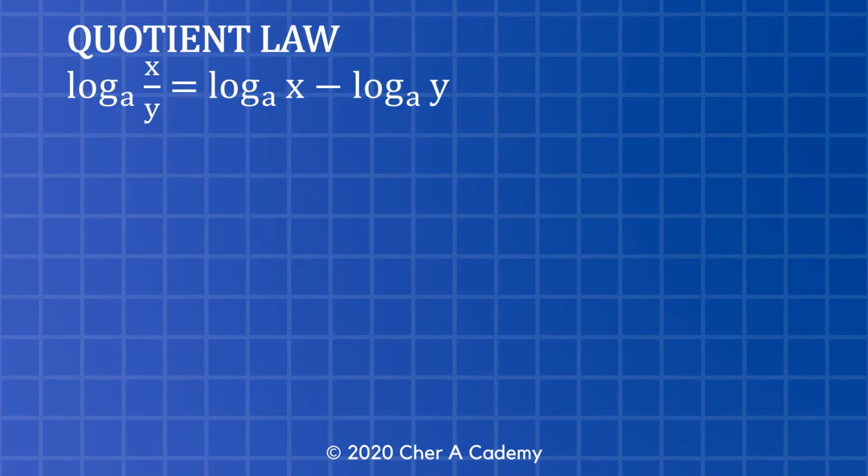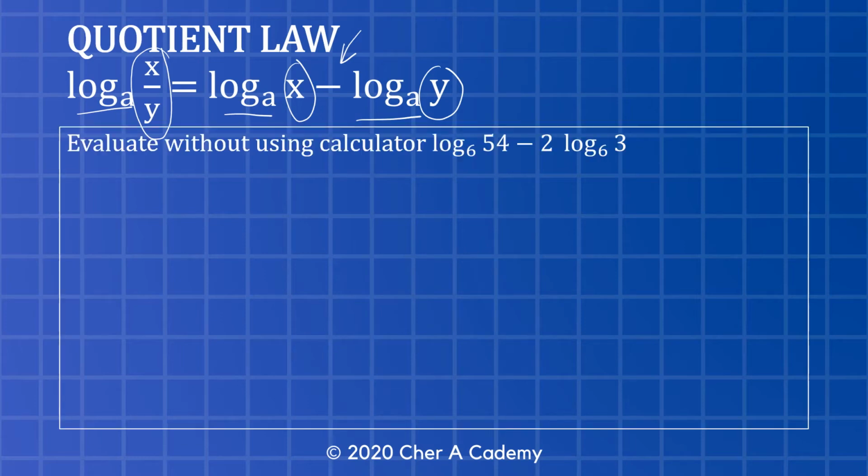Now let's look at the quotient law. The quotient law is like the product law, just that instead of x multiplied by y, we see here x divided by y, and all of them share the same log, same base. x is in front again. Instead of plus, we get the minus sign, and then y is at the back. So let's look at an example.